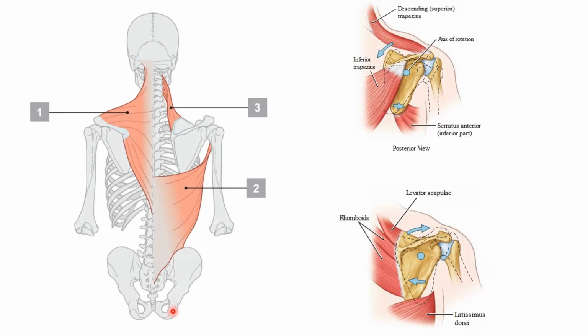You can see the trapezius muscle originates from the occipital bone, actually the superior nuchal line, and ligamentum nuchae, and spines of all thoracic vertebrae. This is the levator scapulae muscle, originating from the upper transverse processes of the cervical vertebrae. And this is the latissimus dorsi, originating from the iliac crest, lumbar fascia, spines of the lower 6 thoracic vertebrae, and the inferior angle of the scapula.